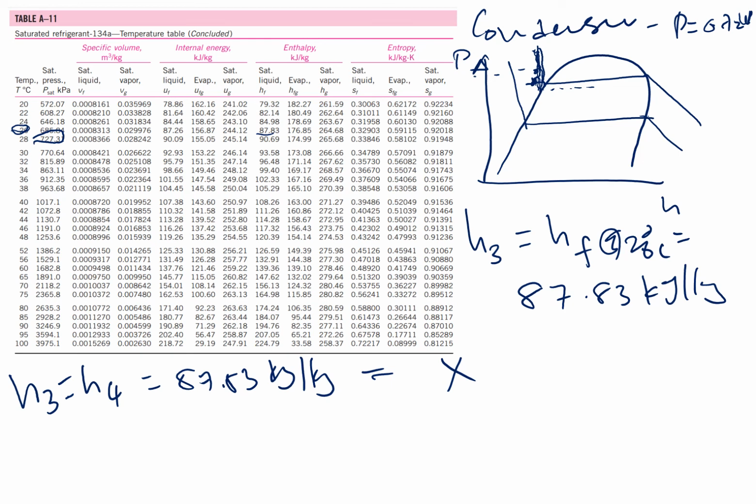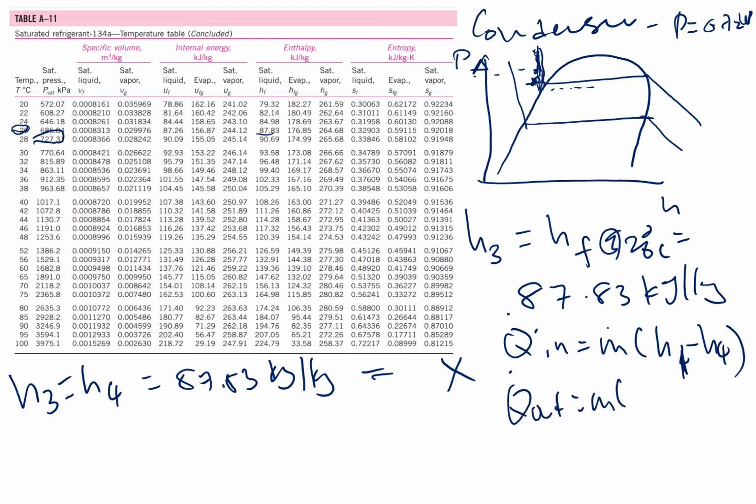Okay, so Q dot in is equal to m dot times H1 minus H4. Q dot out equal to m dot times H2 minus H3. Okay, so W in you have calculated, and then finally you can calculate the coefficient of performance, which is equal to, for the refrigeration, Q dot in over work in.